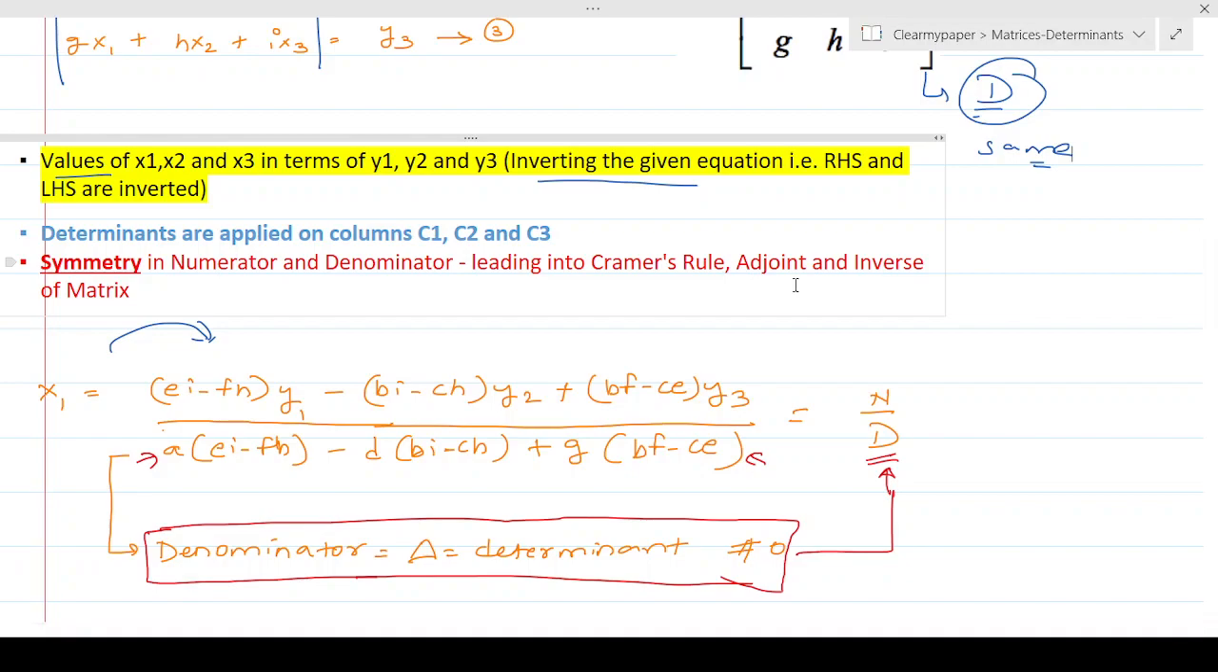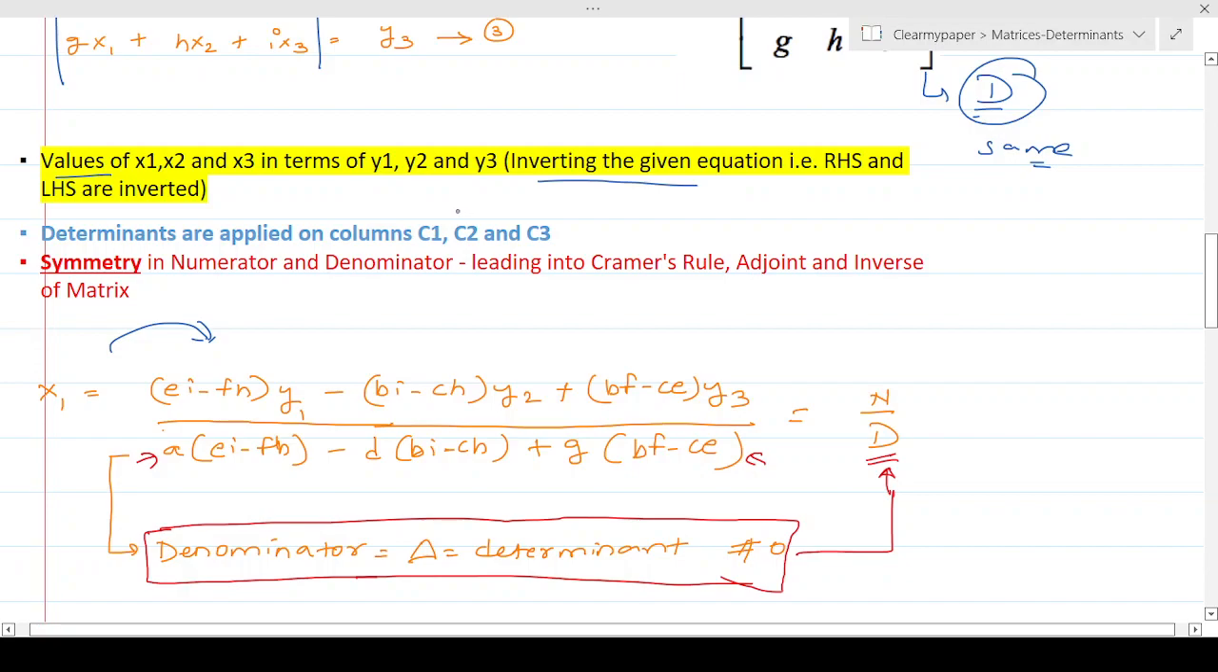And if you remember a couple of episodes before, I told you that all this while we have been focusing on the denominator, but in this episode we'll be focusing on the numerator part of each of these equations.